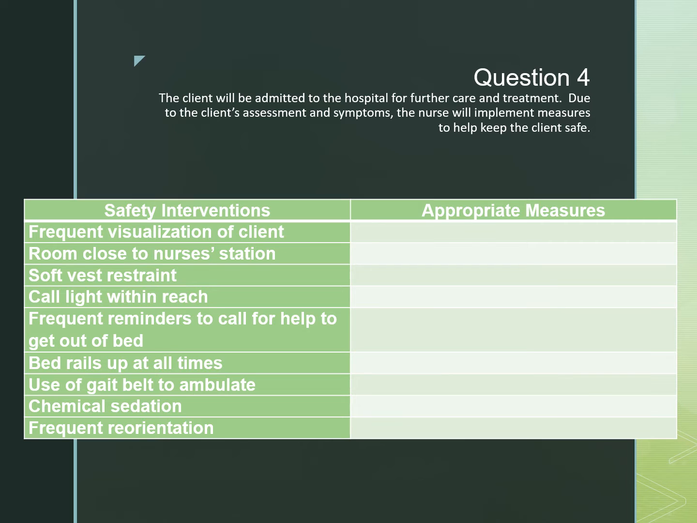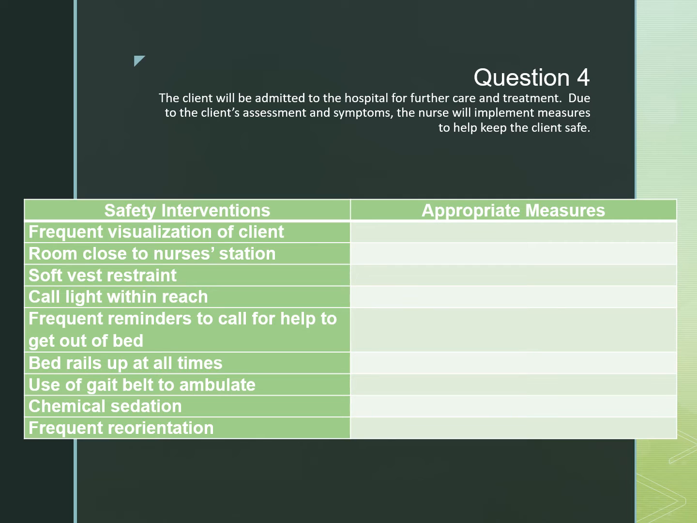No, this is going to be considered a restraint. We would not do that. Use of the gait belt to ambulate. Of course, we would use that gait belt. It's going to help ensure that we have something to hang on to instead of the client, in case of a fall. We can help keep them from hitting the floor.